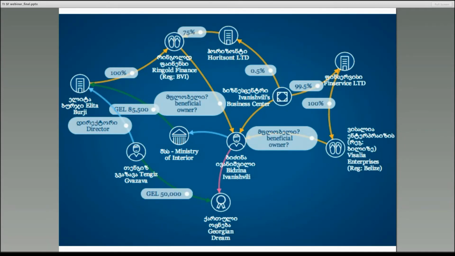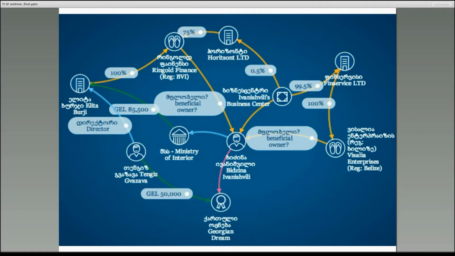So we found by looking at the company registry that he was the director of Elita Burgi, a Georgian company. By looking at the contracting data, we then found that this company had in the same year gotten some contracts from the Ministry of Internal Affairs. And then we started looking further, and we found that the company in Georgia is owned by an offshore shell entity in the British Virgin Islands called Ringgold Finance.